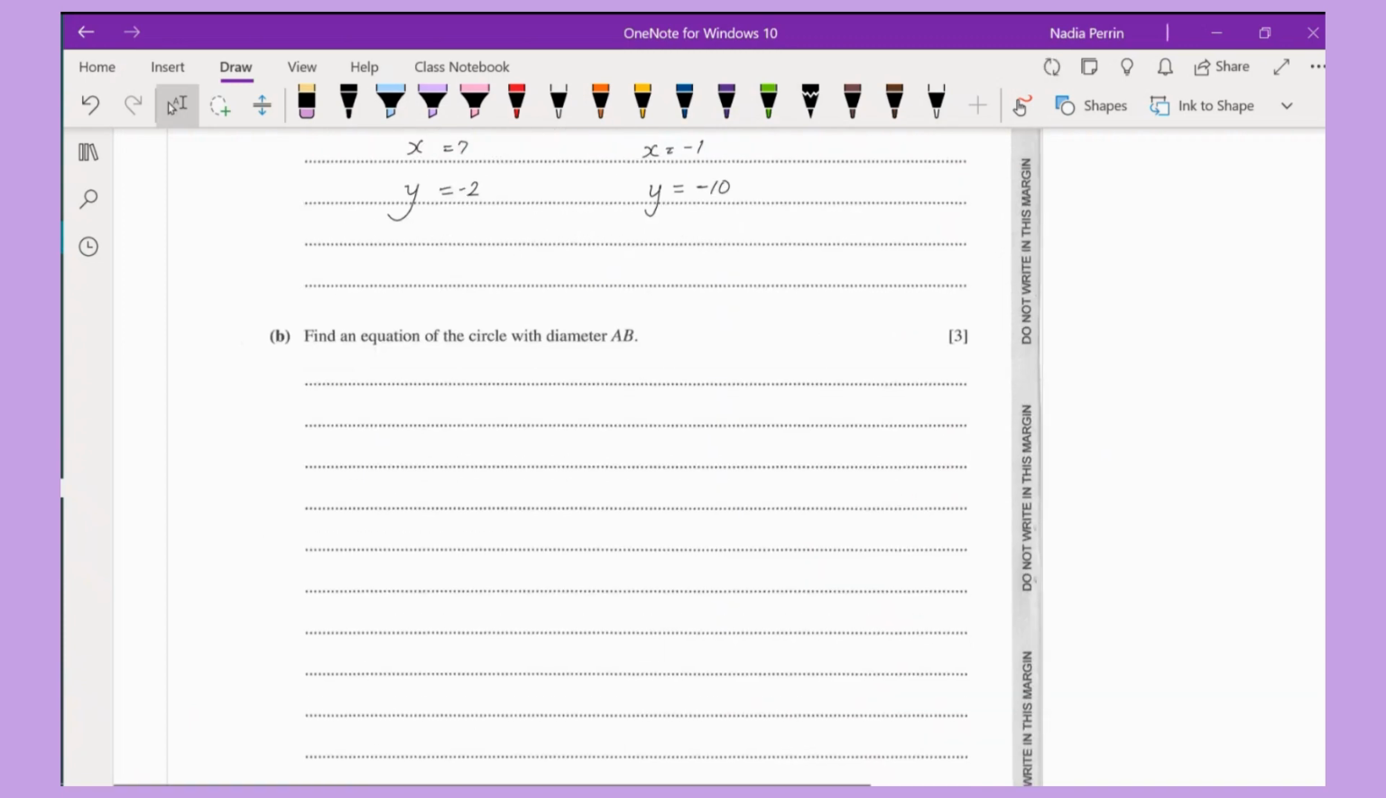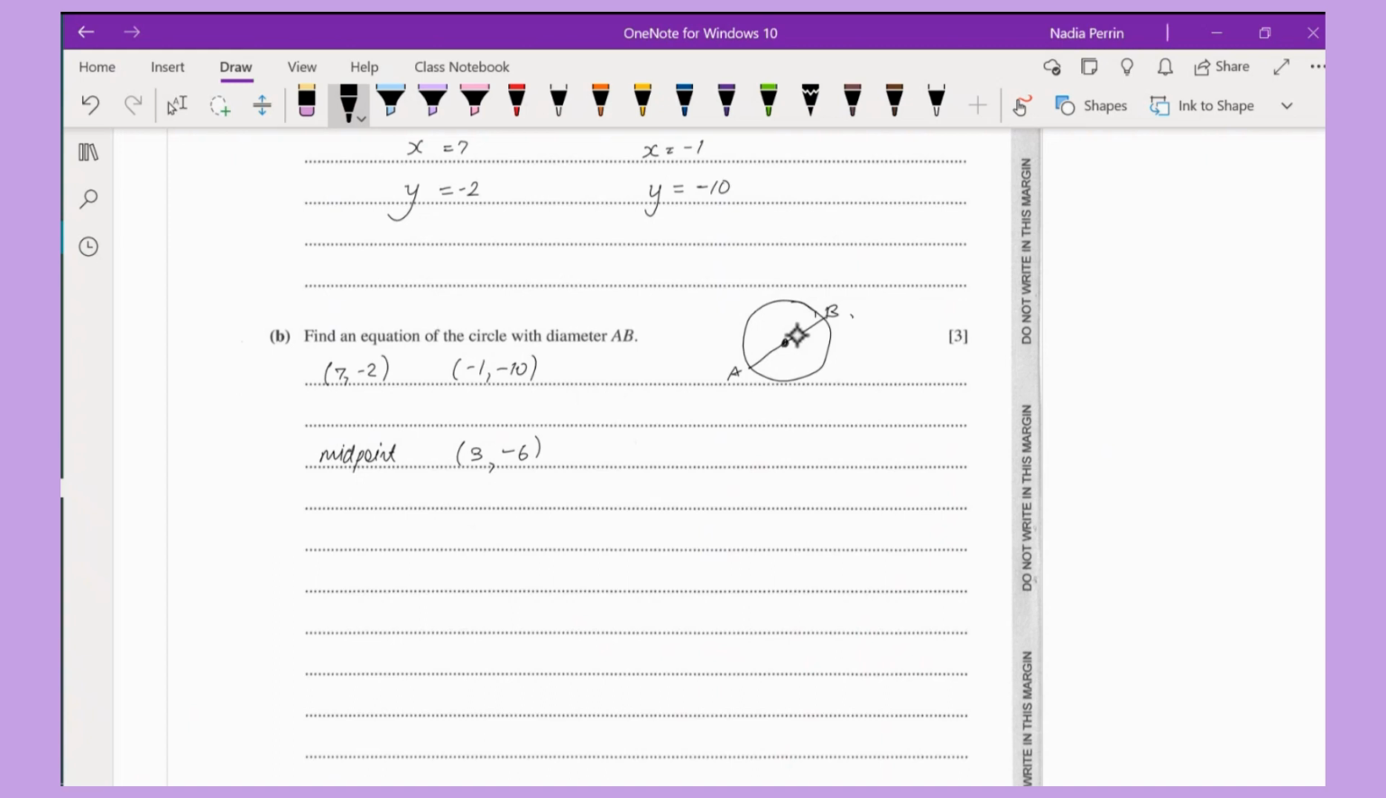We then have to find the equation of the circle with diameter AB. So there's 2 things we need to know for an equation of a circle. We need to know the midpoint, and then we need to know the radius. So we're going to be finding, first of all, the midpoint. So to find the midpoint, you just average the x's and average the y's. So the midpoint, 7 minus 1 is 6. Divide that by 2, we get 3. -2 plus -10 is -12. Dividing that by 2 is -6.